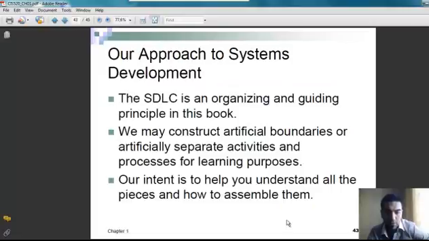Our approach to system development. The SDLC is an organizing and guiding principle in this book. We may construct artificial boundaries or artificially separate activities and processes for learning purposes. Our intent is to help you understand all the pieces and how to assemble them.